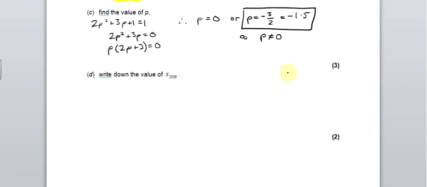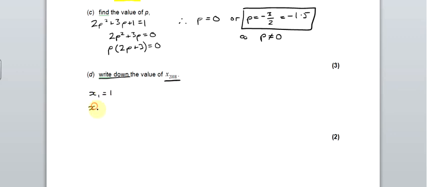A little bit tricky perhaps, and this comes from really understanding what's going on here. Now, clearly, this is not something we can work out easily, especially since Core 1 is non-calculator, so there must be a trick, especially since they say write down. That's basically code for saying it should be obvious. So let's have a look at the sequence. x1 is equal to 1.